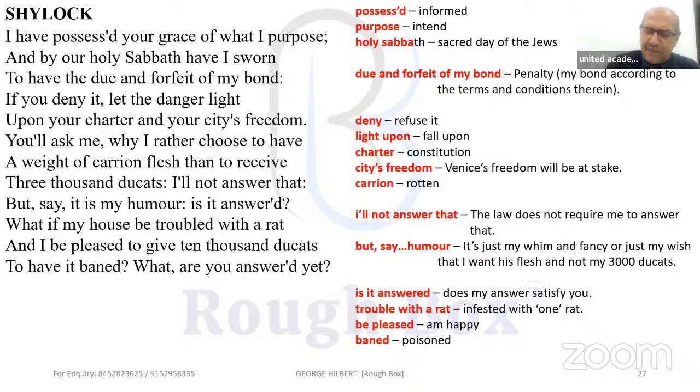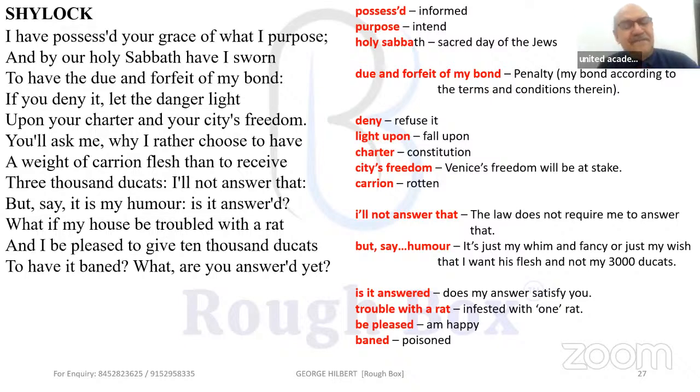Okay. The poison is mine. The money is also mine. If I want to spend 10,000 ducats, or if I want to spend 1 ducat to poison the rat, it is my will. Nobody can question me on that. So if I want this pound of flesh instead of my 3,000 ducats, don't ask me. It's my wish. I want it. I don't have to give you an answer.